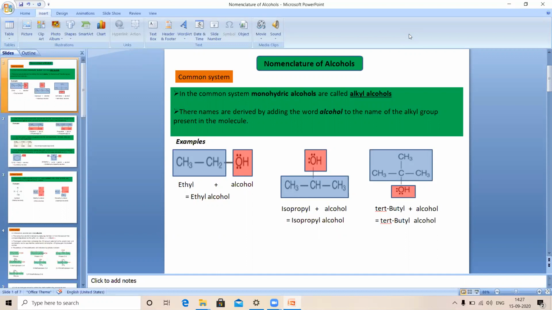If we take the isopropyl group, and in that isopropyl secondary carbon, the OH group is attached, as we see in the second example, isopropyl plus alcohol, isopropyl alcohol. Next, tertiary butyl alcohol. If the OH group is attached to the tertiary carbon atom, then the name becomes tertiary butyl alcohol. So this is the first system by which we can give names to the alcohols.